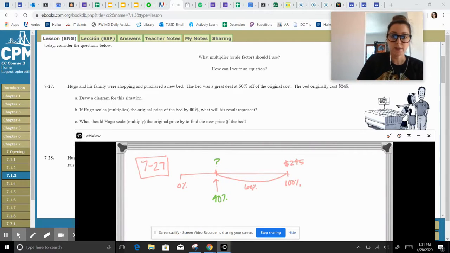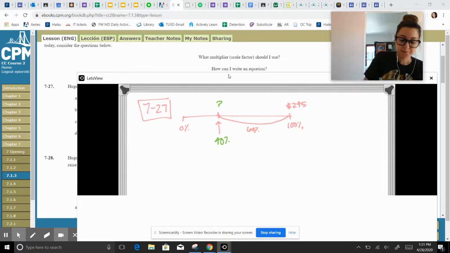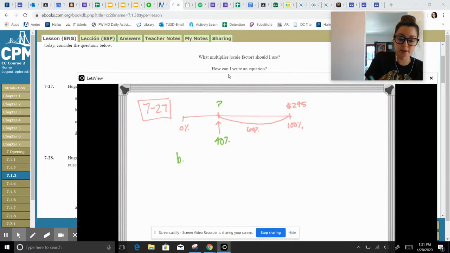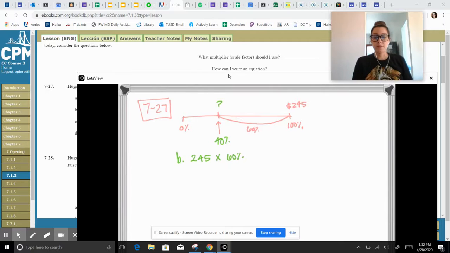Looking at this a little closer, if he's sitting here calculating like we did in the previous lesson where we were multiplying by a percent, you might think, or he is thinking, that he's taking the cost of the bed, $245, and multiplying that by a percent, which is 60%. So that's the original thought.